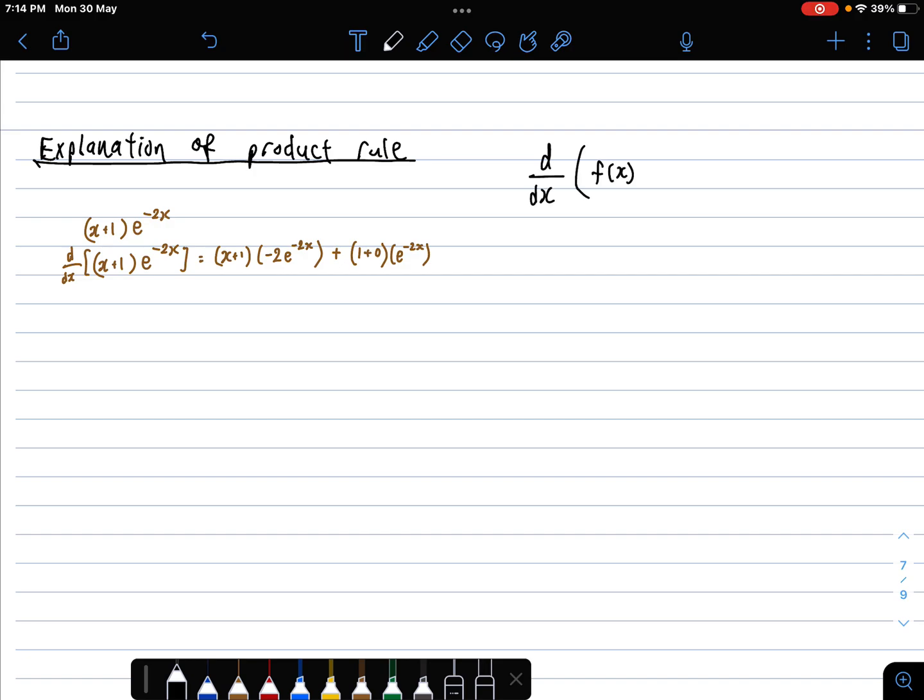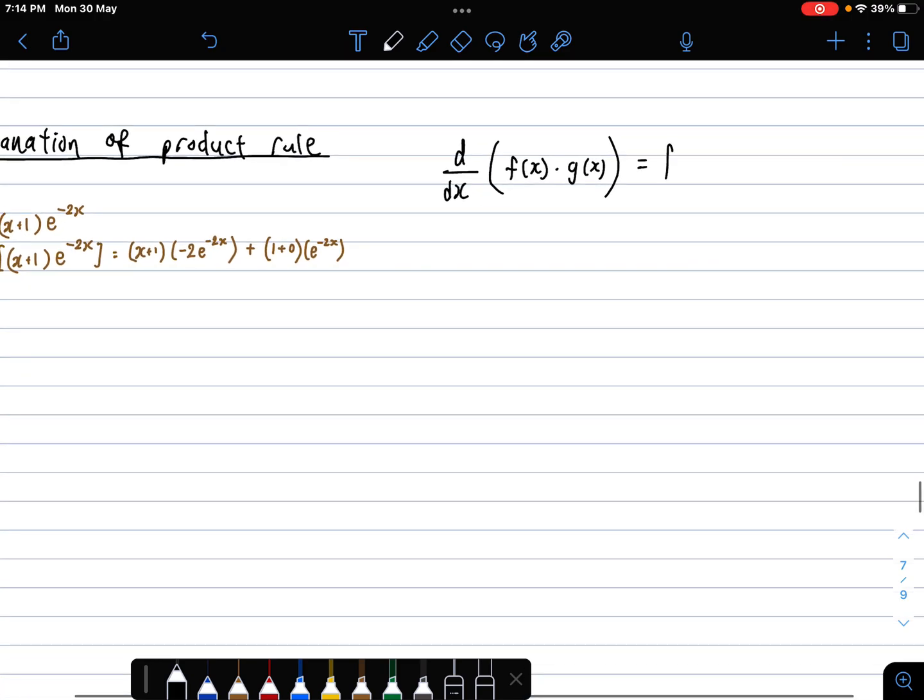So let's say you've got in general f of x times g of x. The rule would be: take one, multiply by the derivative of the other, f times g prime, plus take the other, multiply by the derivative of the first. Okay, of course you can swap their positions around.